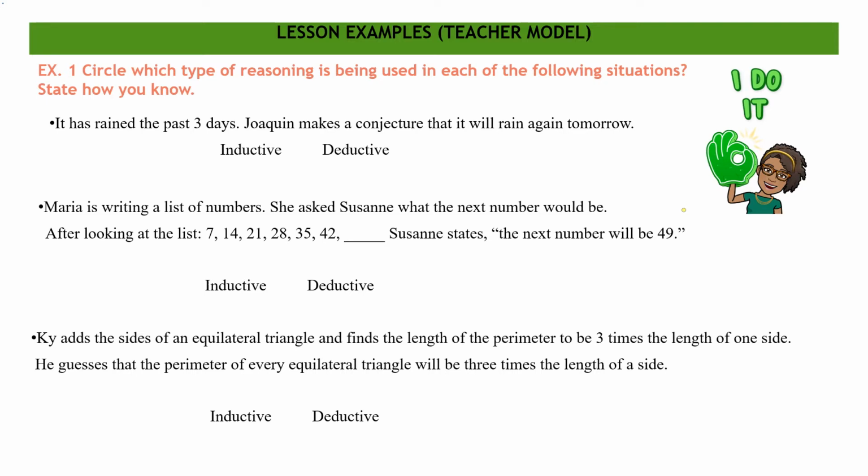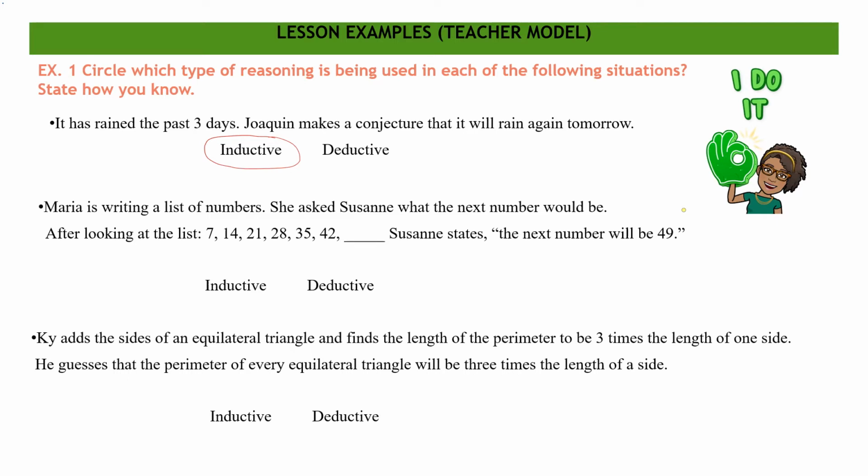So which one would be the best possibility for this first example? Well, if I know it rained yesterday and the day before that, and it's raining today, so that's 3 days of rain right there, then I can possibly say that the next day is going to rain again. That would be called inductive reasoning. We see the pattern from the past 3 days, so we can make a prediction that possibly it will rain tomorrow.